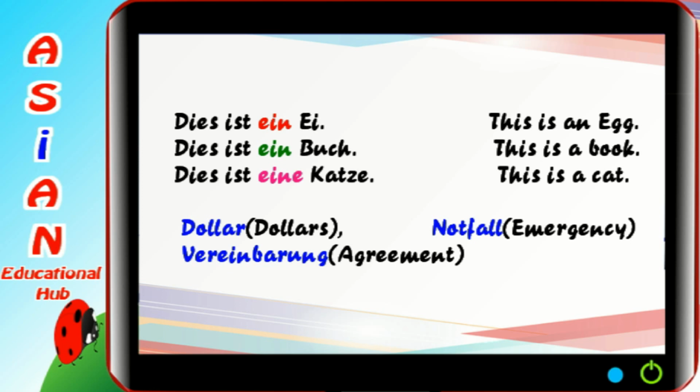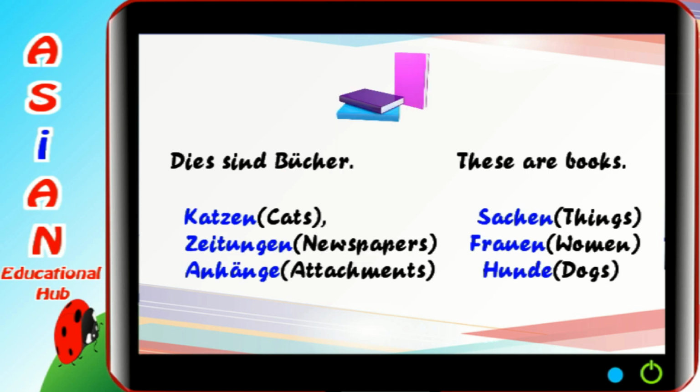Some words here: Dollar, Notfall, emergency, Vereinbarung, agreement. Now, dies sind Bücher. These are books. Some words here: Katzen, Sachen, Zeitungen, Frauen, Anhänger, and Hunde.